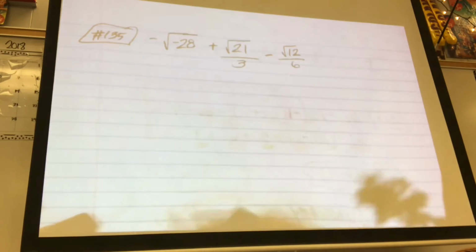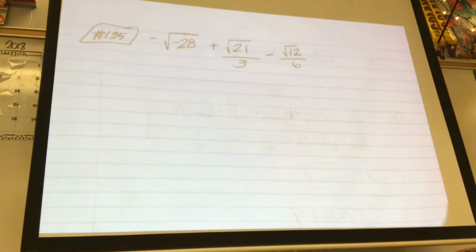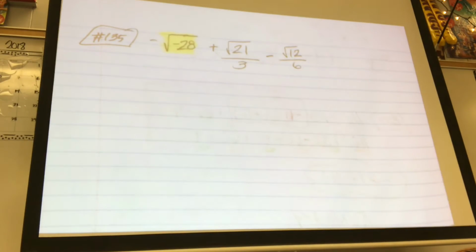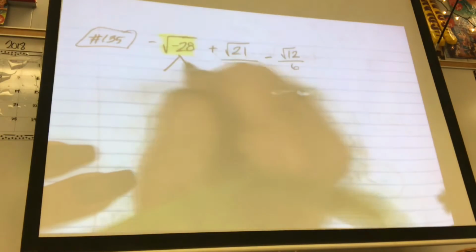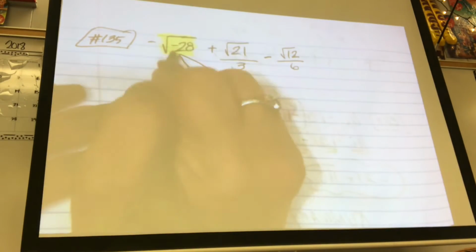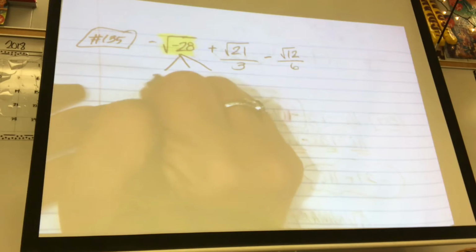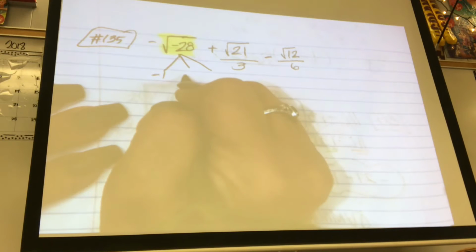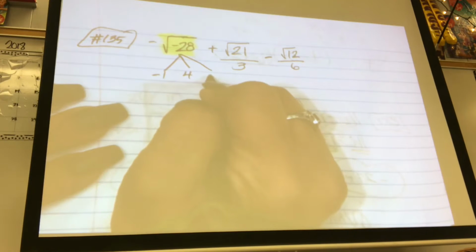All right, let's do one at a time here. Let's do this first part, which is the square root of negative 28. Let's break this down. Victoria, what are 3 numbers that multiply to negative 28? What's the first one because it's negative? Negative 1. Louder, honey. 4 and 7.